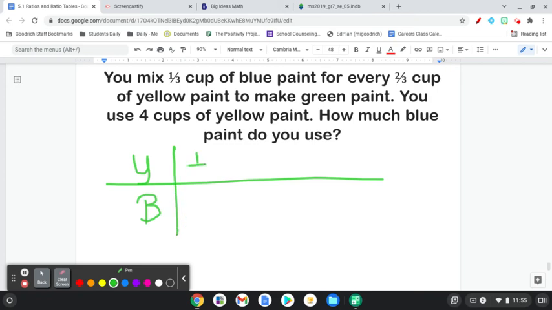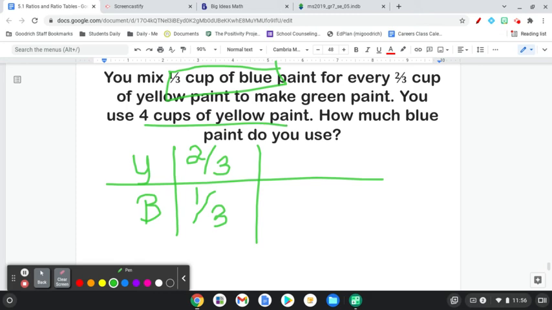It says 1/3 cup of blue paint, I put that in the wrong row, for every 2/3 cups of yellow paint. We know that we're going to actually use 4 cups of yellow. So I'm trying to find how much blue paint then.